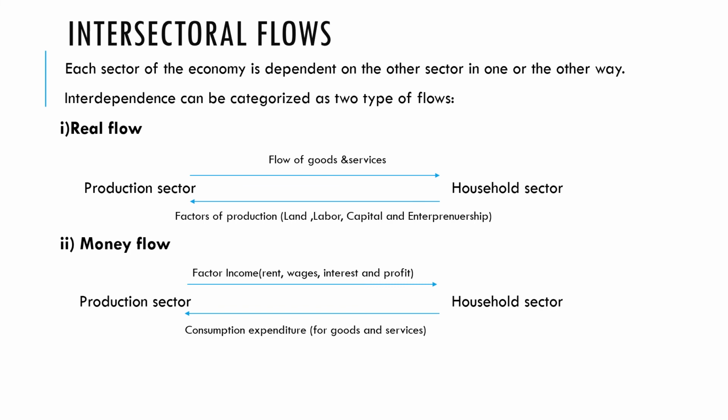In case of money flow, the same two-sector economy, factor income will flow from production to household sector in form of rent, wages, interest, and profit for providing factors of production like land, labor, capital, and entrepreneurship. On the other hand, household sector will provide money to the production sector in form of consumption expenditure for the goods and services provided by the production sector.